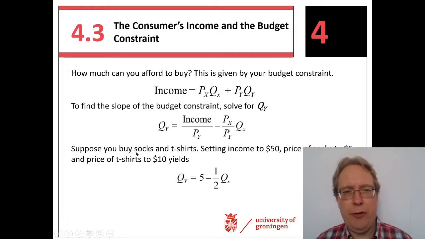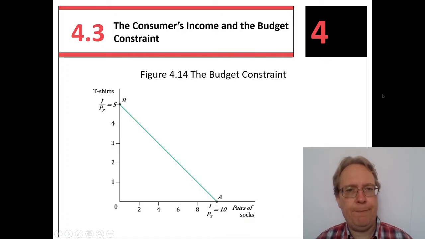And for example, if you buy socks and t-shirts, if your income is 50, price of socks is 5, price of t-shirts is 10, then plugging all those things in here gives this budget line, budget equation. And that looks like this in this case. So you can just afford everything that is on this green line. If you spend all your money, your 50 euros on socks, you can buy 10 pairs of socks. If you spend all on t-shirts, you can buy 5 t-shirts, but you can also buy any combination of the two. So that is that budget line.